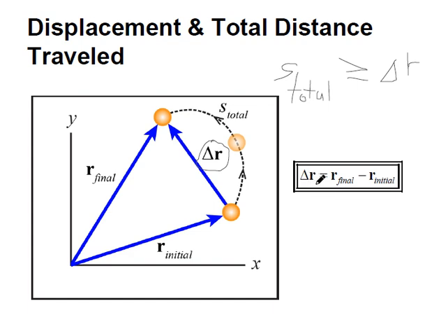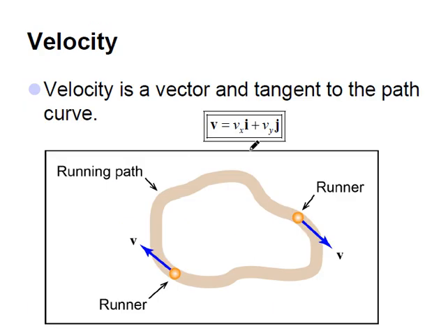Change in position is equal to final position minus initial position. Now we're getting into velocity. So velocity is a vector because we consider the direction of the object in motion.